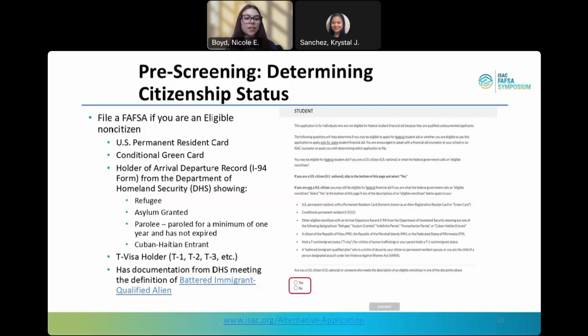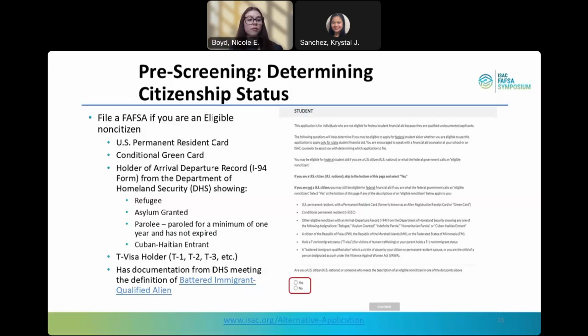So now taking a look at these pre-screening questions, the very first step is to determine citizenship status. A student should file a FAFSA, of course, if they are a US citizen, but also if they are an eligible non-citizen. For the FAFSA, people who are considered eligible non-citizens are holders of a US permanent resident card, holders of a conditional green card, a holder of an arrival departure record or an I-94 form from the Department of Homeland Security showing any of the following designations.